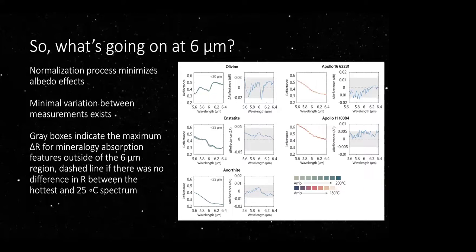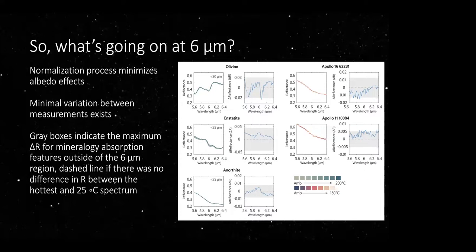Let's see, where should I start? So I look at this and I don't see that there's much change happening. There is a little bit of variation, especially with the enstatite sample. But while our normalization process is going to minimize any effects that we have, such as differences in albedos and spectral slopes, we are measuring these just under dry air conditions. So it's not like we're under vacuum.